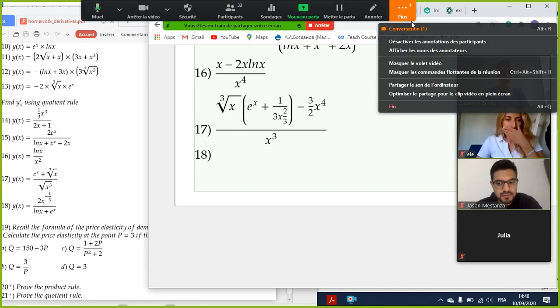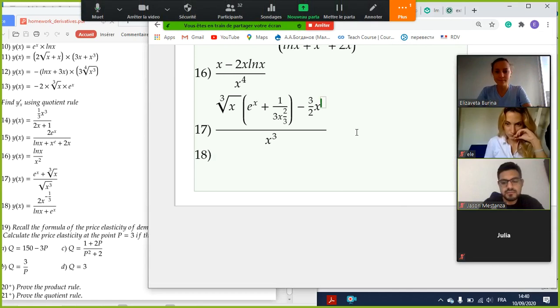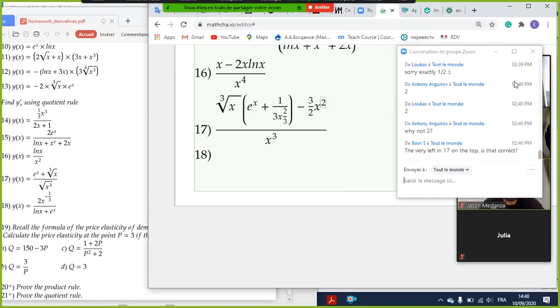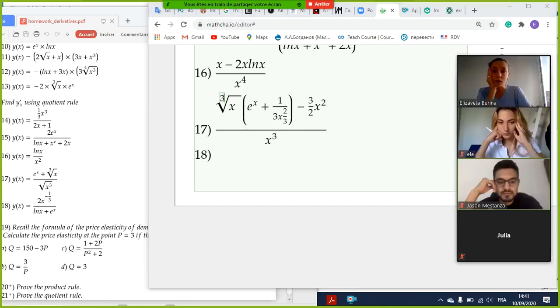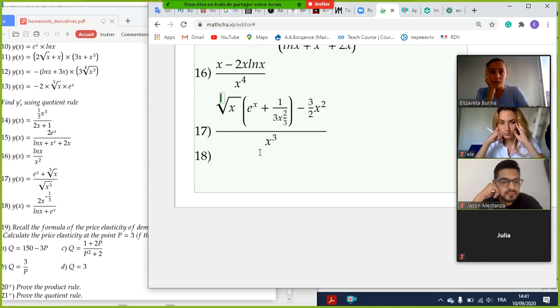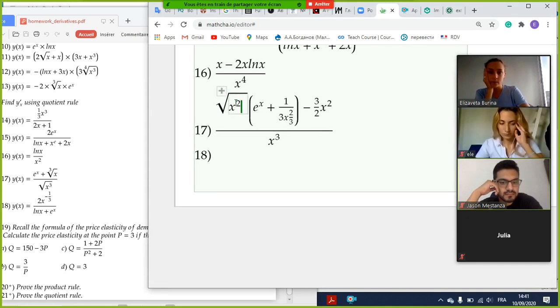Well, you have to make sure that it works. Oh, why not? Yes. The very left in 17 on the top. Yeah. Because for some reason what I was seeing was the other way around. X squared. Cube.